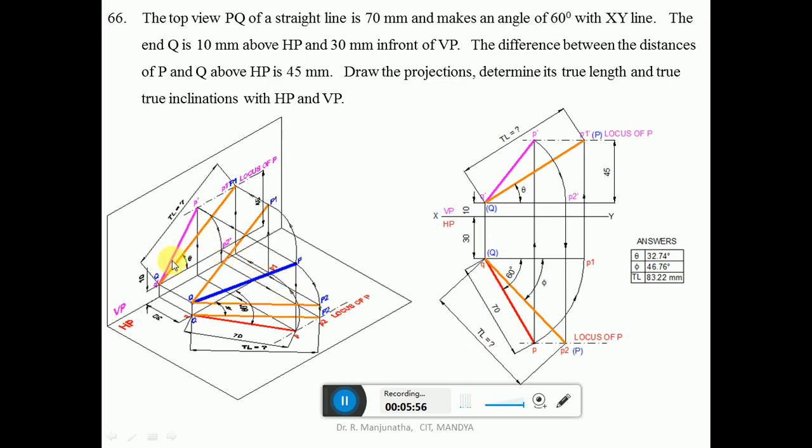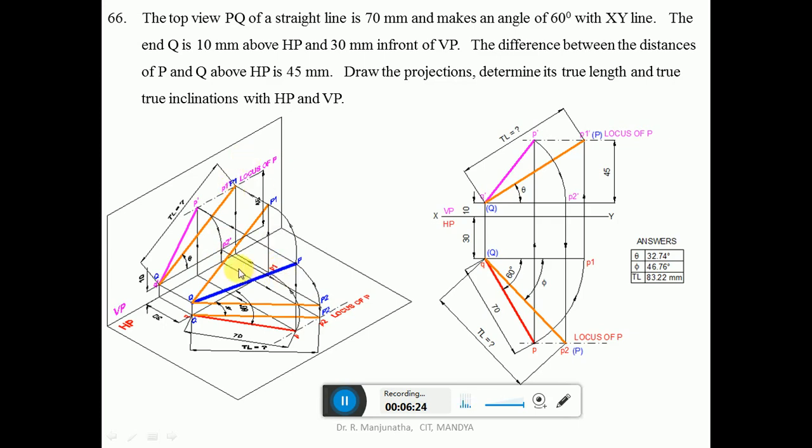So from Q dash P dash you draw an arc such that it will be parallel to HP, because we are rotating from here to here. When you look from the front view, the arc will start from Q dash P dash, and then draw an arc such that both Q dash and P2 dash will be above HP by 10 mm. And then since you are projecting this down onto the horizontal plane, the front view is projected here.